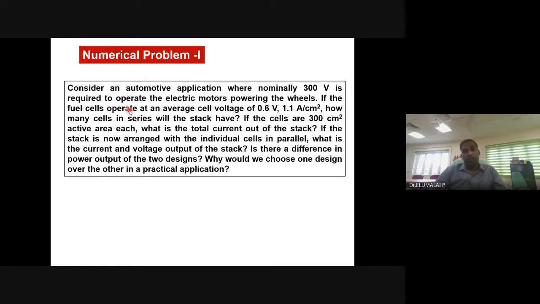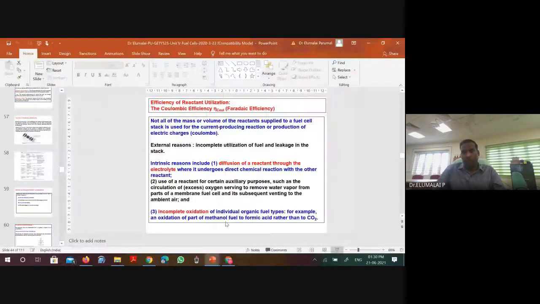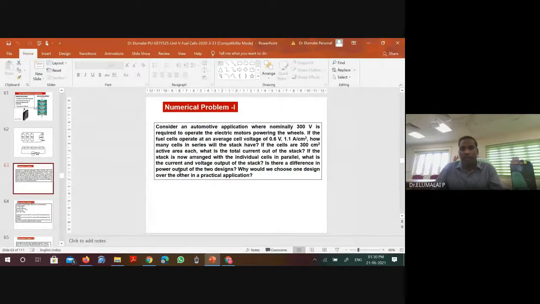It looks like a very big numerical problem. Please try to solve it. I think I have already given the answer, though I don't know whether I have or not. You can work it out.